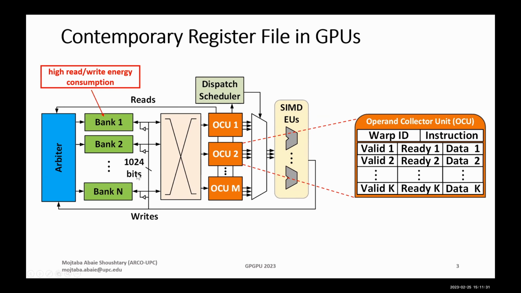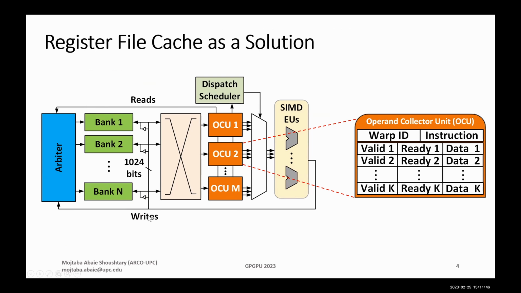This design has some issues. For example, it has high read and write energy consumption because the banks are huge, and there are also port conflicts on the banks. So the idea is to use a cache as a solution to mitigate these problems, but potentially the cache can also cause some problems and deteriorate the benefit of using the cache.